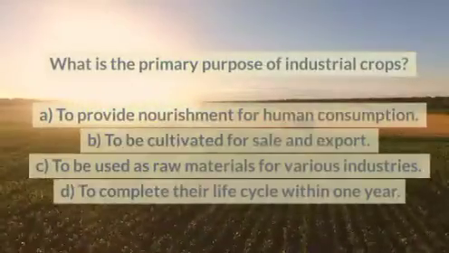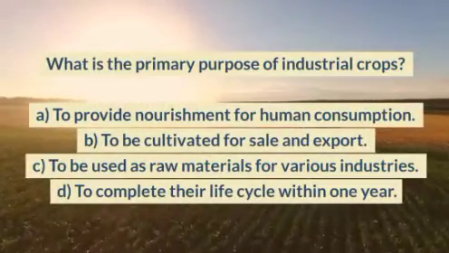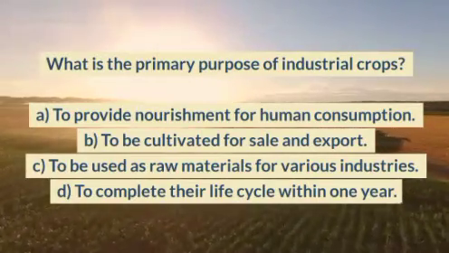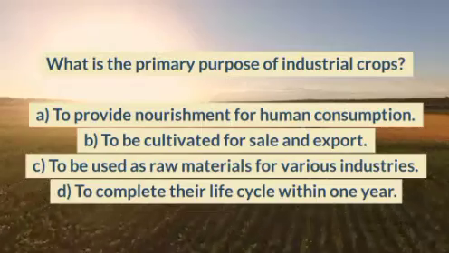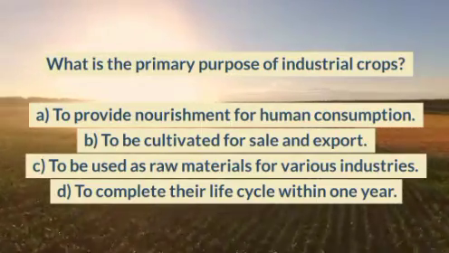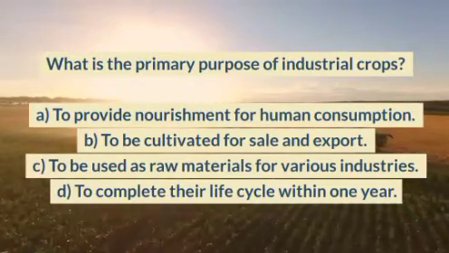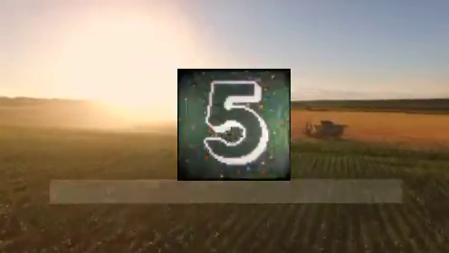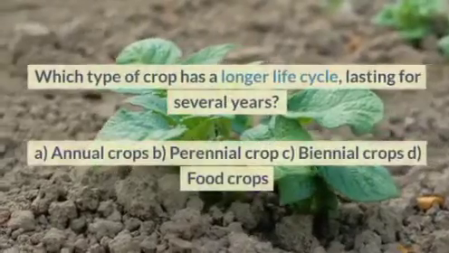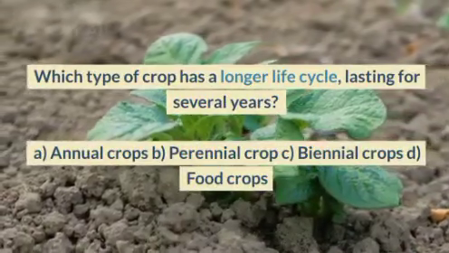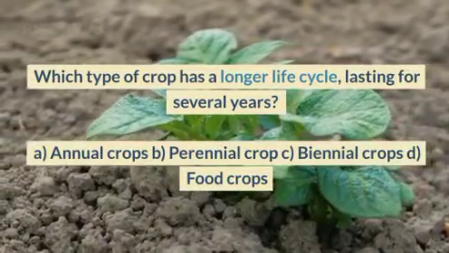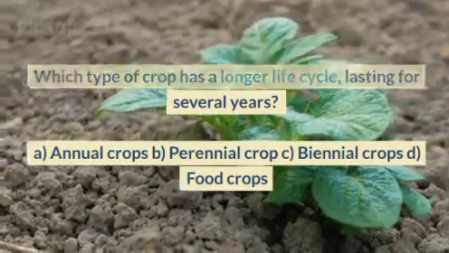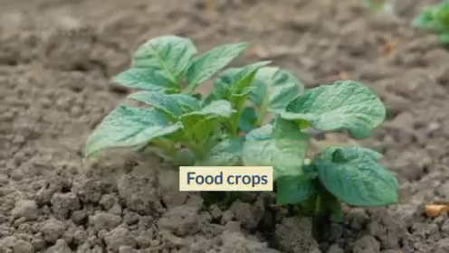4. What is the primary purpose of industrial crops? A. To provide nourishment for human consumption. B. To be cultivated for sale and export. C. To be used as raw materials for various industries. D. To complete their life cycle within 1 year. 5. Which type of crop has a longer life cycle, lasting for several years? A. Annual crops. B. Perennial crops. C. Biennial crops. D. Food crops.